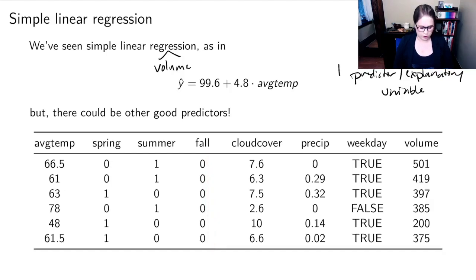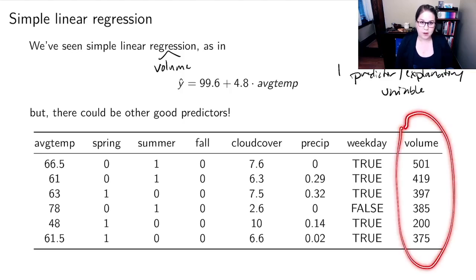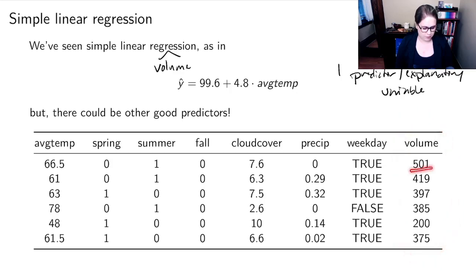I have a variable called cloud cover, which is a measure of the amount of cloud cover. Larger numbers mean more clouds in the sky. That variable is measured in octas, which I'm not exactly sure what that is, but again, larger numbers mean more cloud cover. Precipitation, that's the amount that it rained or snowed, and it's measured in inches. I've got a variable weekday, whether or not it was a weekday, and then again, my response variable, the thing that I'm trying to predict here is volume, the number of people that were on the rail trail on that particular day.